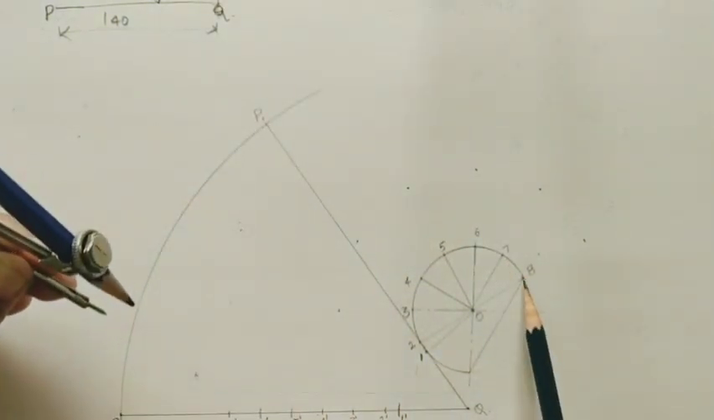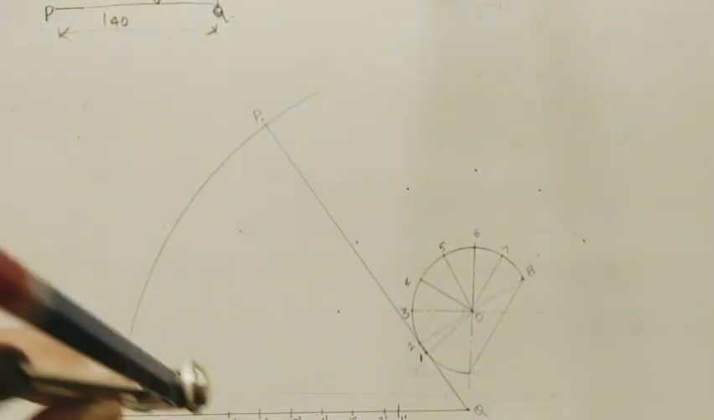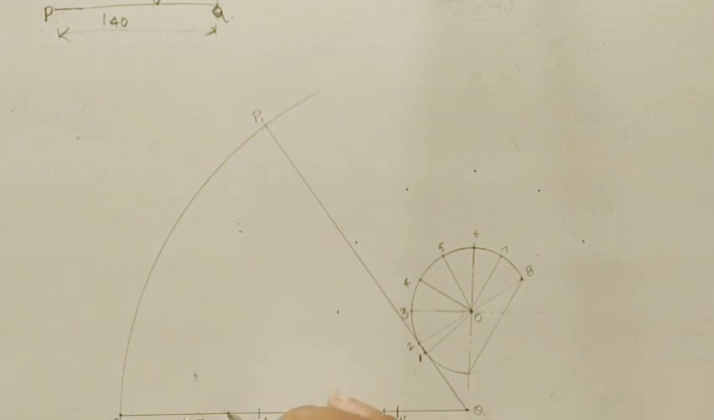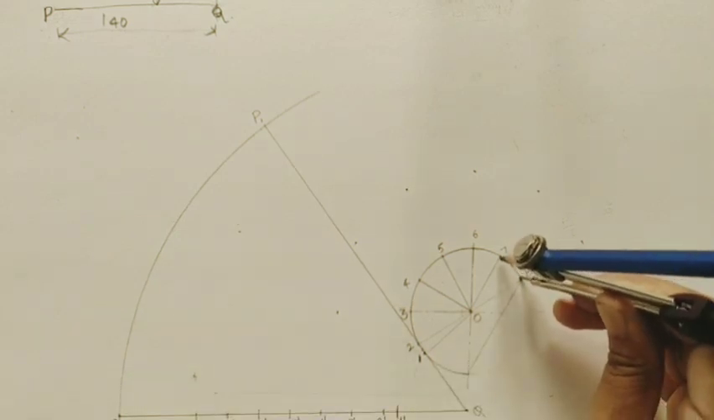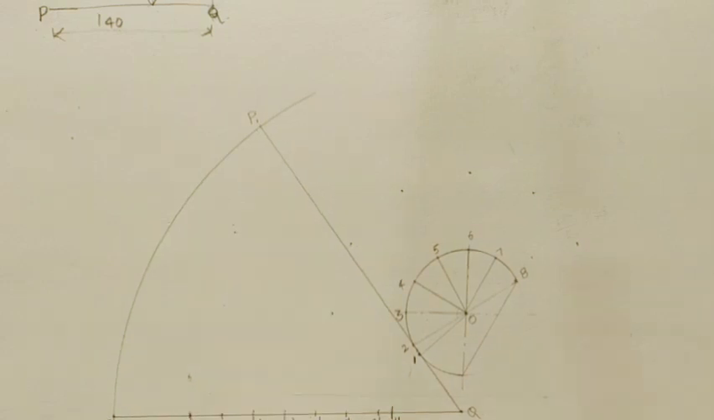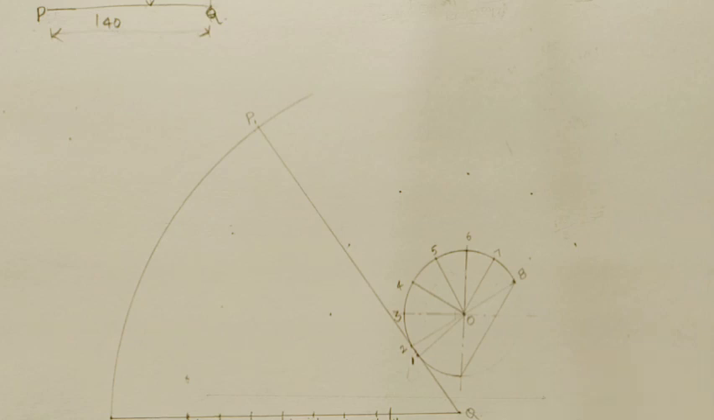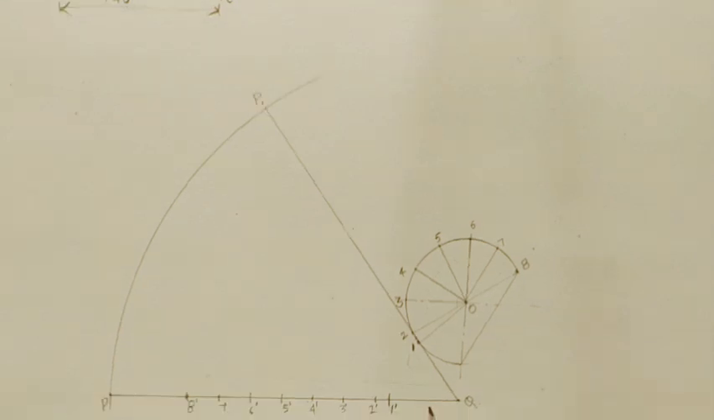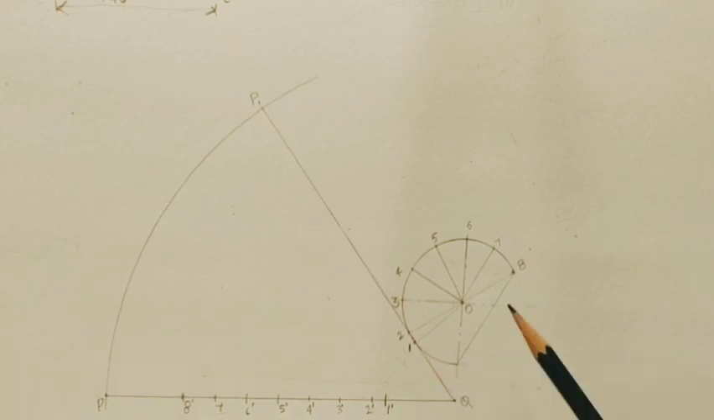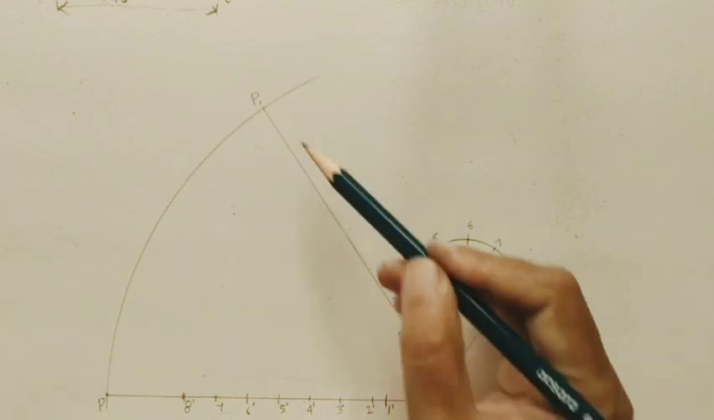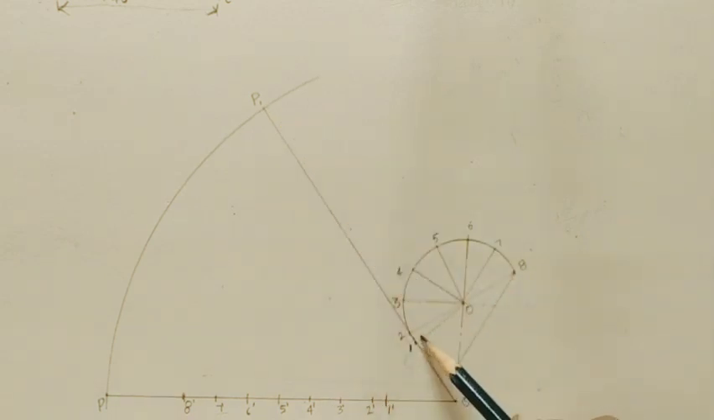So 7 as center, take this length. Here mark 8. This length I am marking here. Intersection point is 8 dash. So whatever points are there, we have marked all the points on this rope. After getting all the points up to 8, we have to draw the tangents at all these points. At 1 we already did the tangent. Okay, this tangent and this line are at 90 degrees.